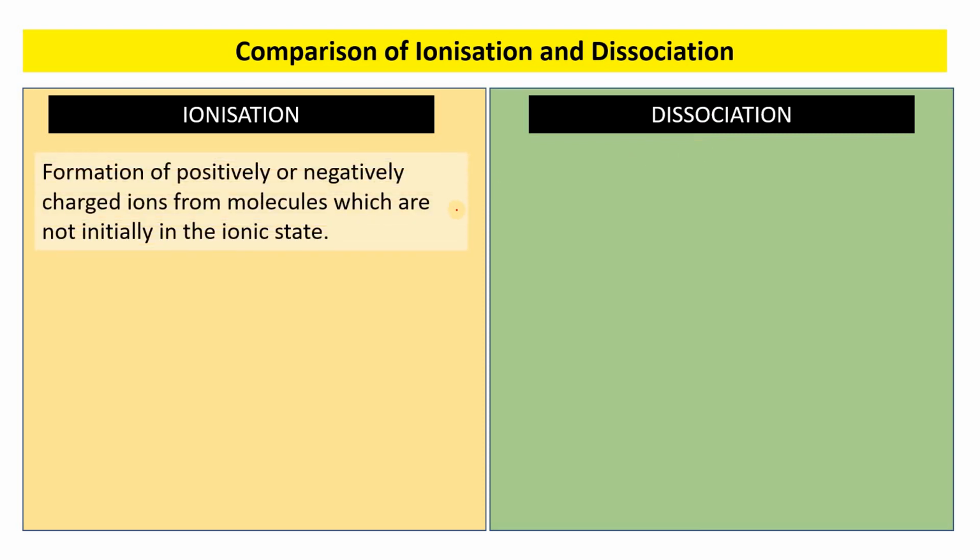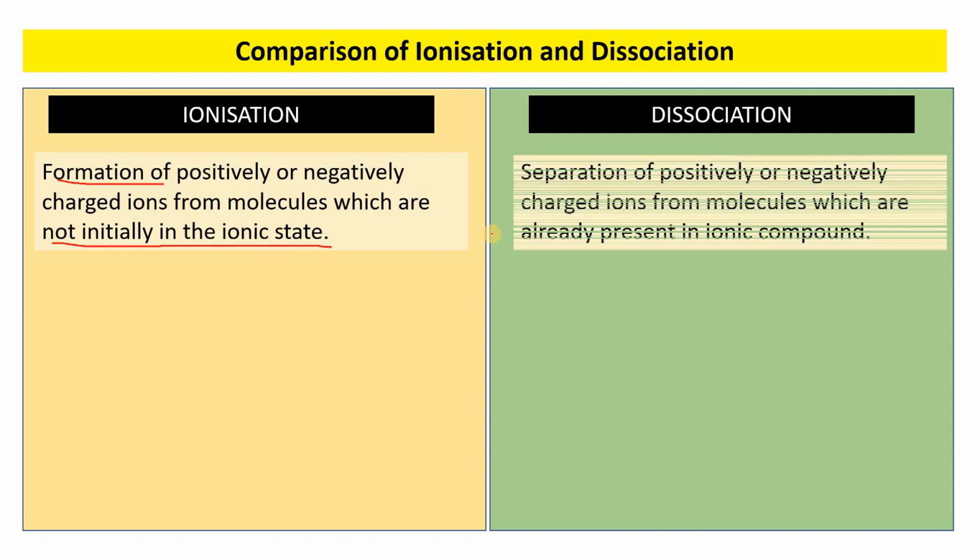So let's put the first difference. Ionization is the formation of positively or negatively charged ions from molecules which are not initially in the ionic state. Whereas dissociation is the separation of positively or negatively charged ions from molecules which are already present in the ionic compound. So the ions are already present and those ions are in a combined state. The process of separating or dissociating those combined ions in its aqueous or molten state is dissociation.